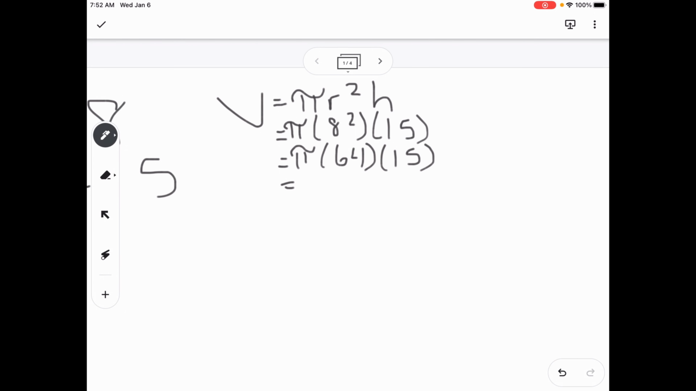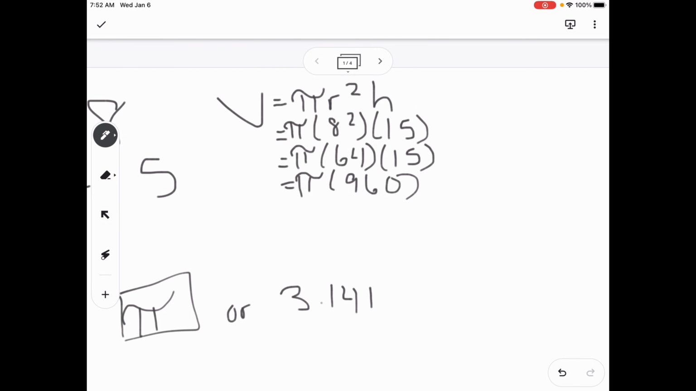And you can do one of two things in this situation. Either you can go left to right and just multiply across, or you can combine the two brackets first. So I'm going to combine the two brackets first and make 960. Now remember, we want to try and use the pi button on our calculator or 3.14159 more often, because these two are going to give us a closer decimal than using 3.14.